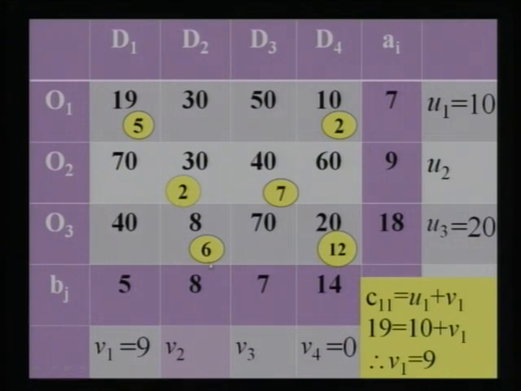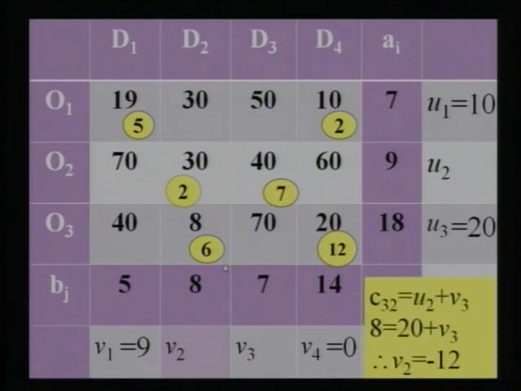Let us choose this one, 6. This is an occupied cell. This value is known, so only V2 is not known. So next I can calculate V2. For calculating V2, I use the cell number 3, 2, third row and second column. So C32 is equal to U2 plus V3. As you know, C32 is 8, U3 is 20 and V3 is not known. So V3 becomes 8 minus 20, that is minus 12. So now V3 is calculated.